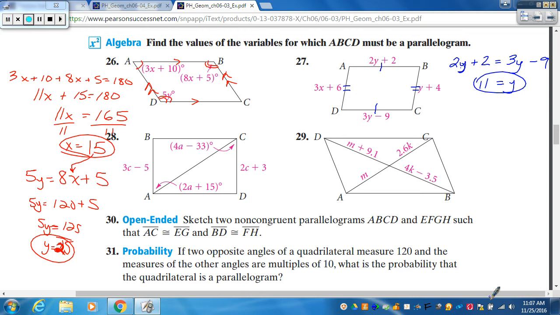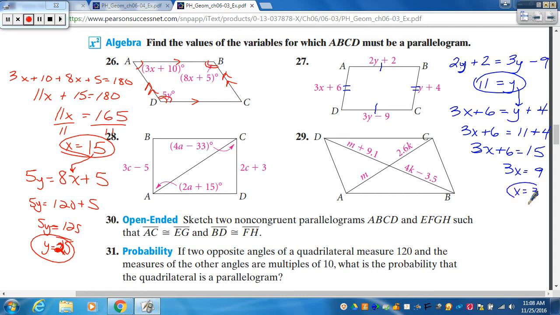Okay. So I then take my other set of equations. And we've got this equation here, and I can go ahead and plug in the y value. So you have 3x plus 6 is equal to 11 plus 4. And we're going to continue to work at this. So we have 15 there. We subtract 6. We get 9. Divide by 3. 9 divided by 3 is 3. So the two values for x and y in that problem are going to be x is 3 and y is 11.